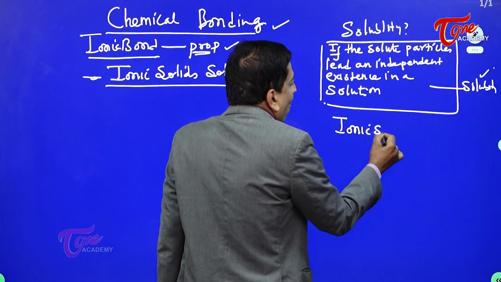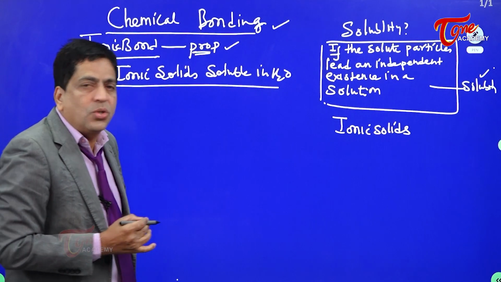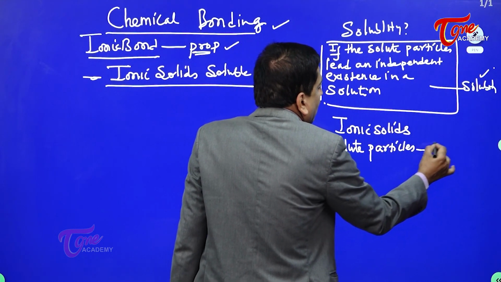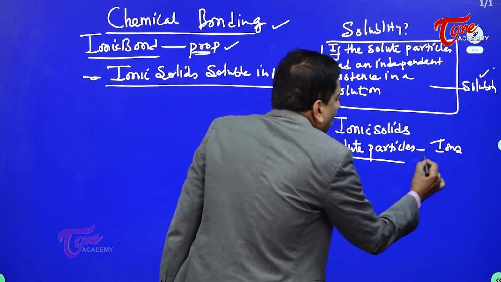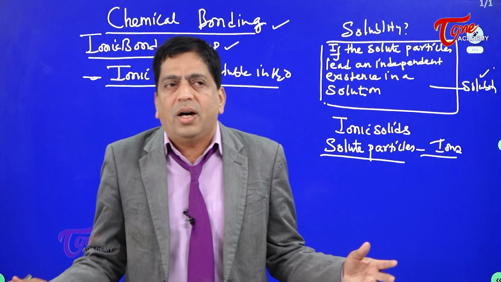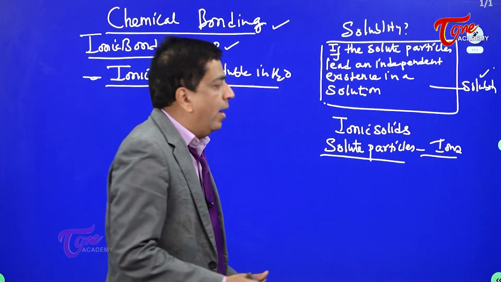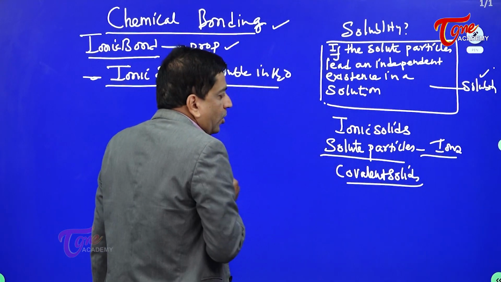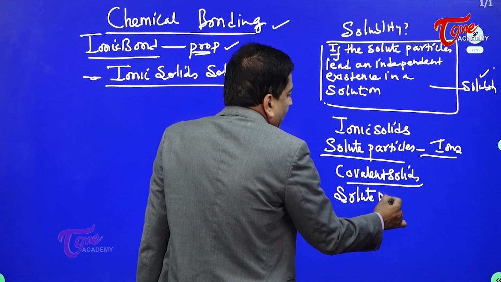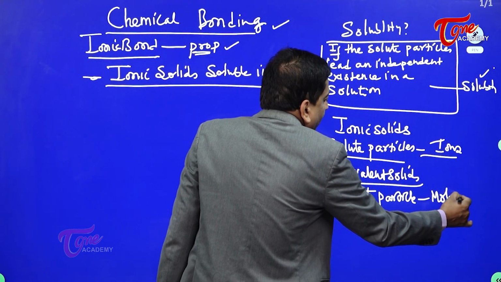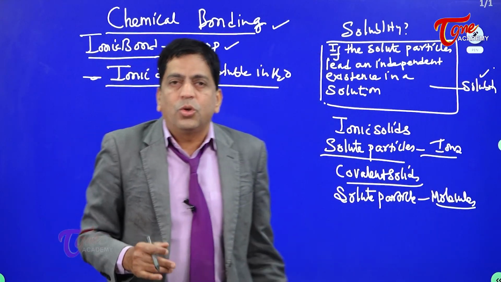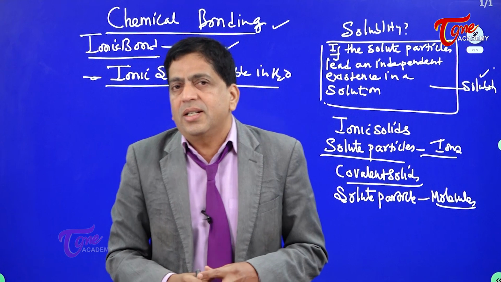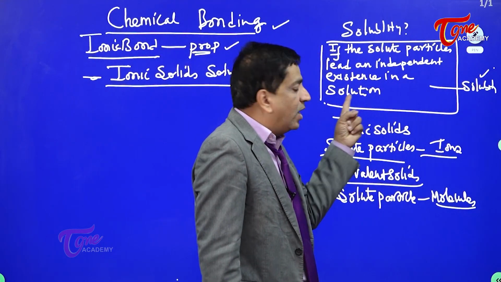if you look into ionic solids, the solute particles are ions. The solute particles are ions in ionic solids, because ionic solids are made up of ions. So I call these solute particles ions. Remember that. And for covalent solids, the solute particles are molecules. So you understand that when we say ionic solids are extremely soluble in water, then the solute particles, which I am referring to as ions, must lead an independent existence in the solution.